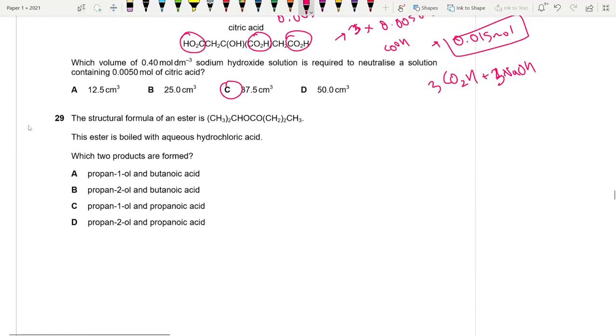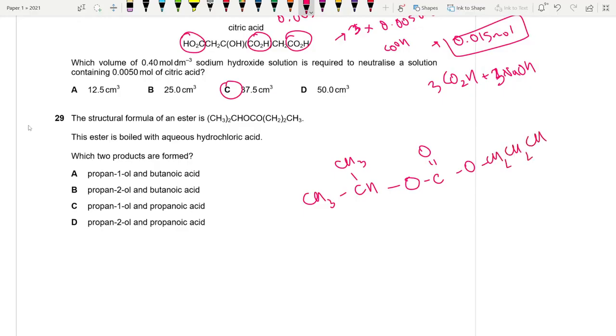The structural formula of an ester is this. The ester is boiled with aqueous hydrochloric acid. Check this out. CH3, CH, OCO, CH2, CH2, CH3. I just drew the compound. After hydrolysis with acid, the ester bond will, sorry, OCO, CH2, CH2, CH3. So after hydrolysis with HCl, we're gonna get this compound over here.